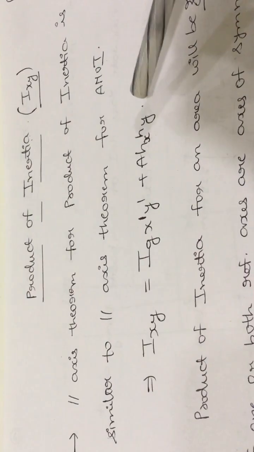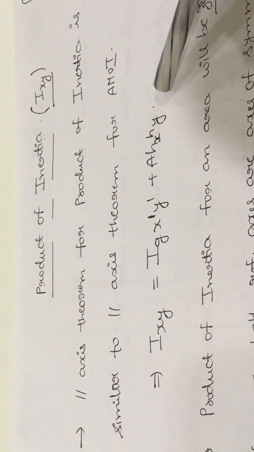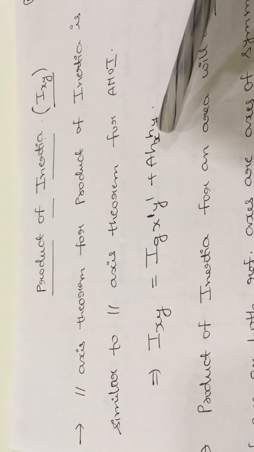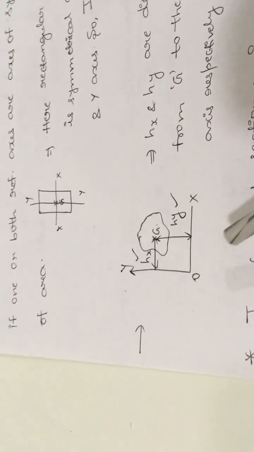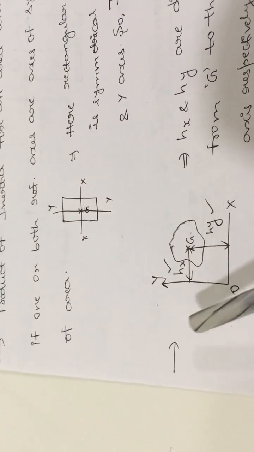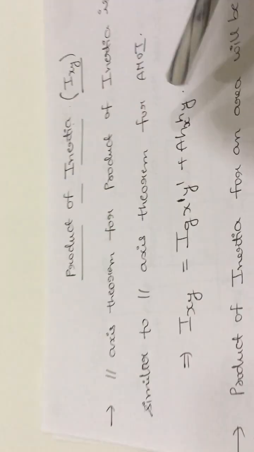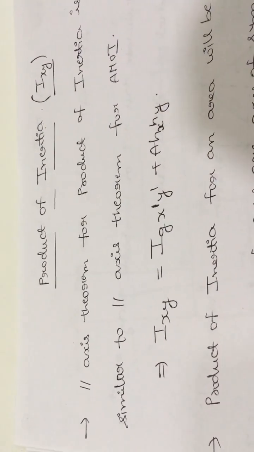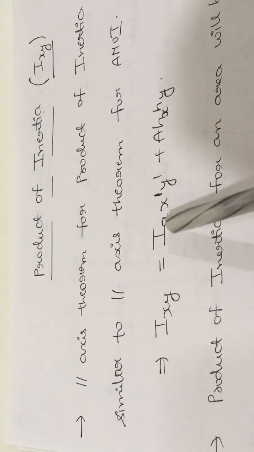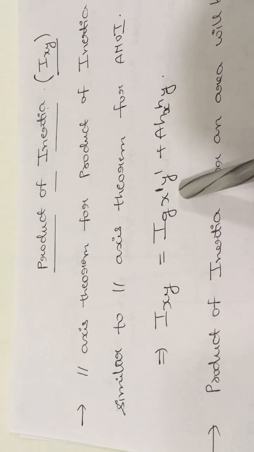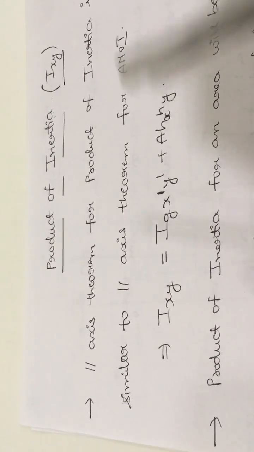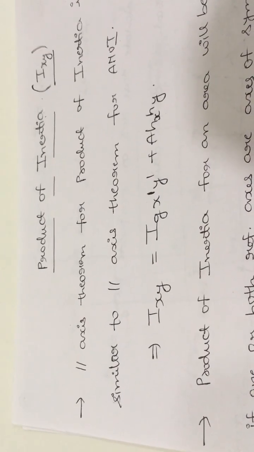So in the parallel axis theorem for the product of inertia, you will get the hx and hy distances directly from the centroid point to their axes, x axis and y axis. So this is the first difference. And the second difference is here you are getting the Ig x'y' term. So this term will be mostly zero in the problems.